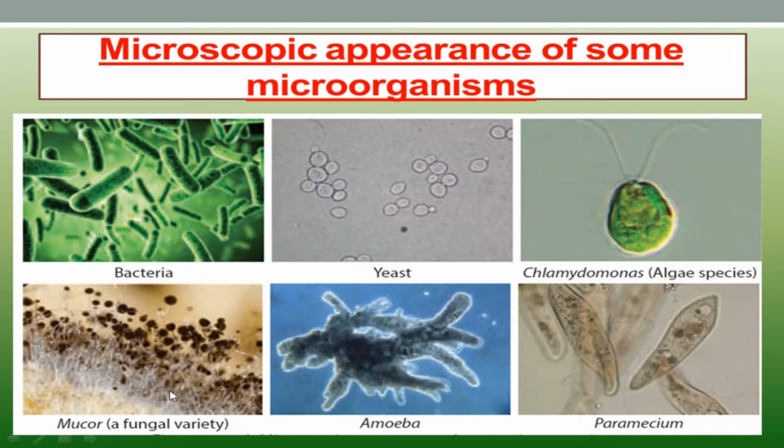This one is the mucor, a fungal variety. Mucor can mostly be seen on bread. If you take a slice of bread and add some water to it, after a few days you will be able to observe things like that. This is the mucor. Mucor also belongs to the fungal variety. This is the amoeba. This picture belongs to the paramecium. Right? Now we have learned about the microscopic appearance of some microorganisms.